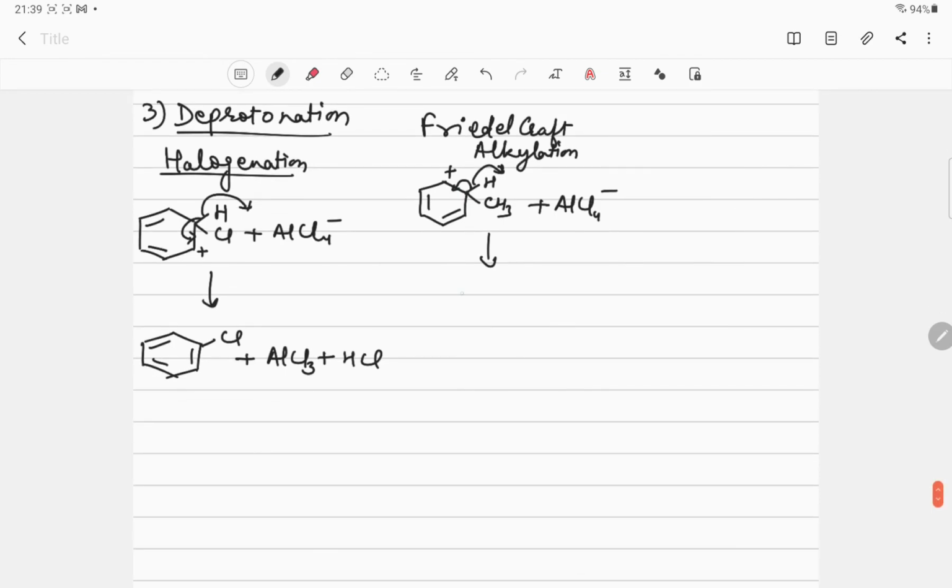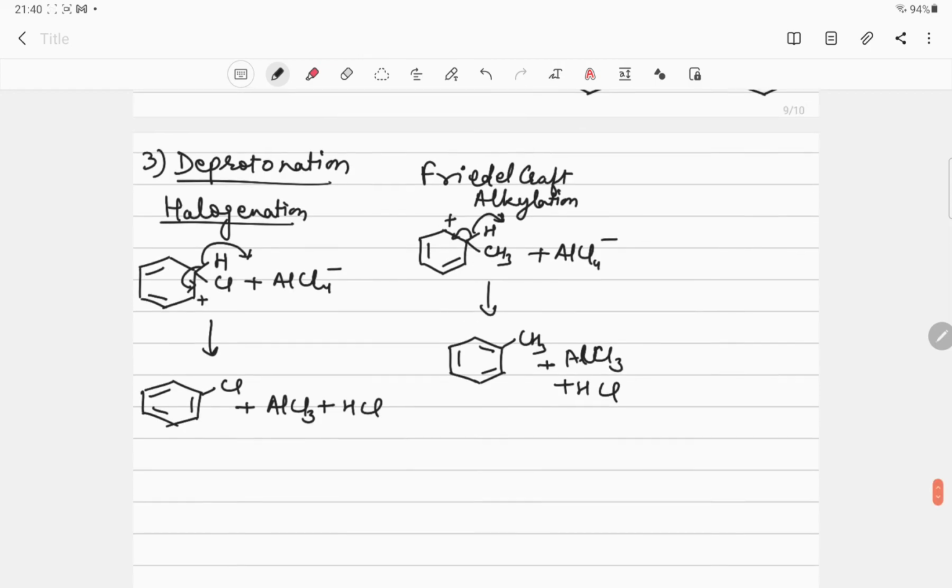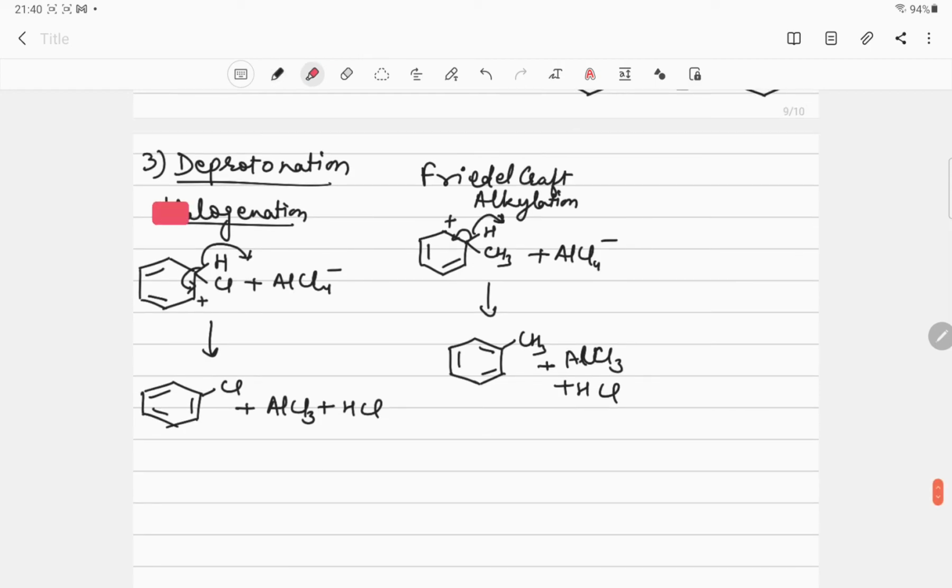So that's how here it will become a double bond. So how is it going to be? Methyl is present as it is. This double bond, this double bond, and this double bond. So it is toluene, plus this H will combine with AlCl4 minus to form AlCl3. AlCl3 will be generated back plus HCl. So that is how the deprotonation will take place in Friedel-Crafts alkylation.